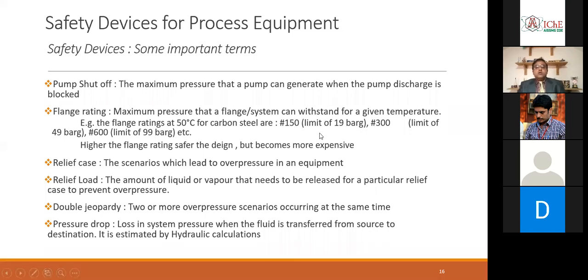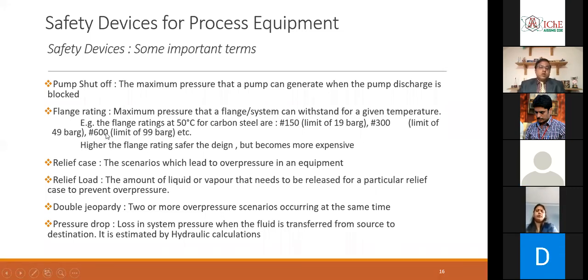I will not choose a 300 pound rating line. Although it is safe, again, as I said, it becomes thicker and it becomes more expensive to construct. Whereas if my pump shut off is 60 bar gauge, I will have to choose 600 pound rating because 300 will be limited till 49 bar gauge. So that's why higher the flange rating, safer the design, but it becomes more expensive.